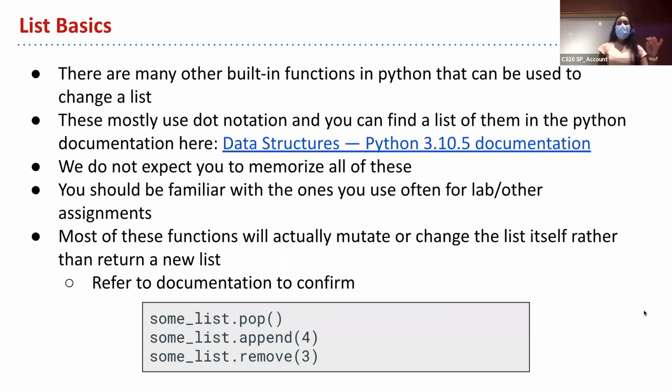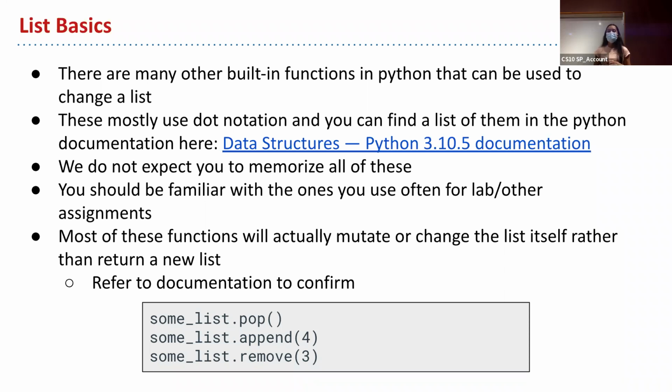Okay, so there are a lot of other built-in functions in Python which can be used to change a list. These mostly all use dot notation, so that's what I was talking about earlier. So for example, dot pop, dot append, dot remove. Again, here's the same documentation that has all the different functions that you can use. We don't expect you to memorize these, but you should be familiar with the ones that you use often in lab or in other assignments.